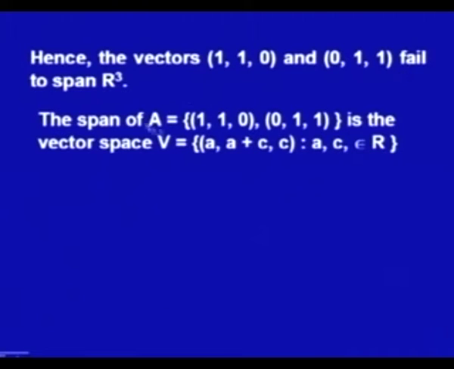However, the span of these two vectors, (1, 1, 0) and (0, 1, 1), is the vector space V such that (a, a plus c, c), where a and c belong to R. So this is a vector space, and this is the span of these vectors, but the vector which we have considered will not fall in this vector space V.